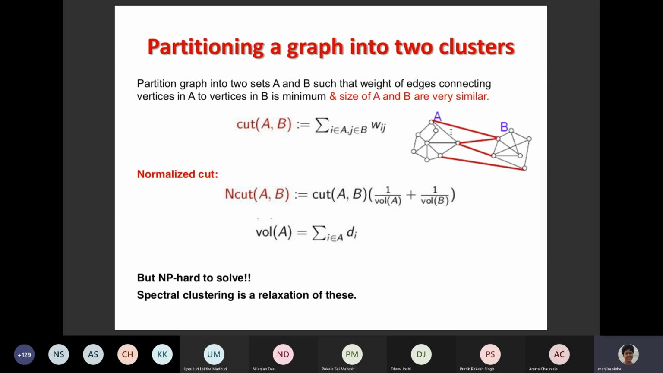Okay. So that way we come up with a cut like this, where the two clusters are the same in size, and also their partition has the minimum weight. But the problem is that this balanced normalized cut is an NP hard problem to solve. So for that we do spectral clustering. As you know, we just cannot come up with algorithms to solve NP hard problems.